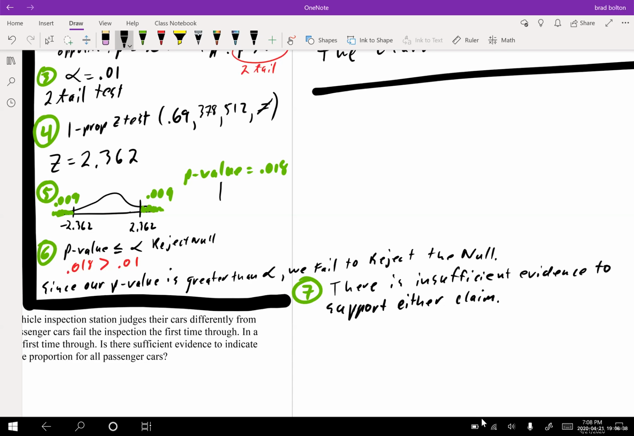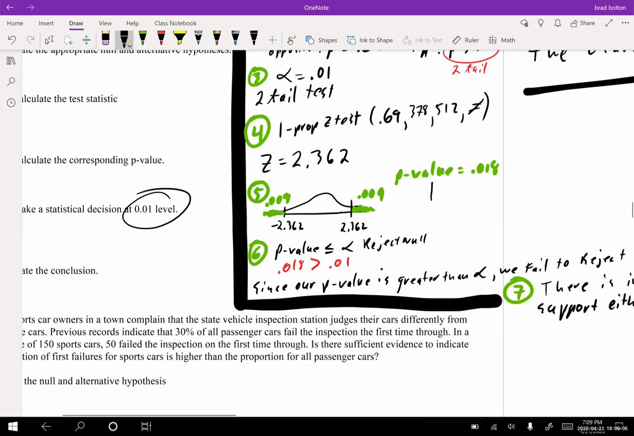But for our class, we have two choices. We either reject the null or we fail to reject the null. That's it. Okay. There's no other option for us. If we reject the null, then we're allowed to accept the alternate hypothesis. If we fail to reject the null, then we can't really say much about either hypothesis. We just don't have enough evidence to disprove the null. All right.